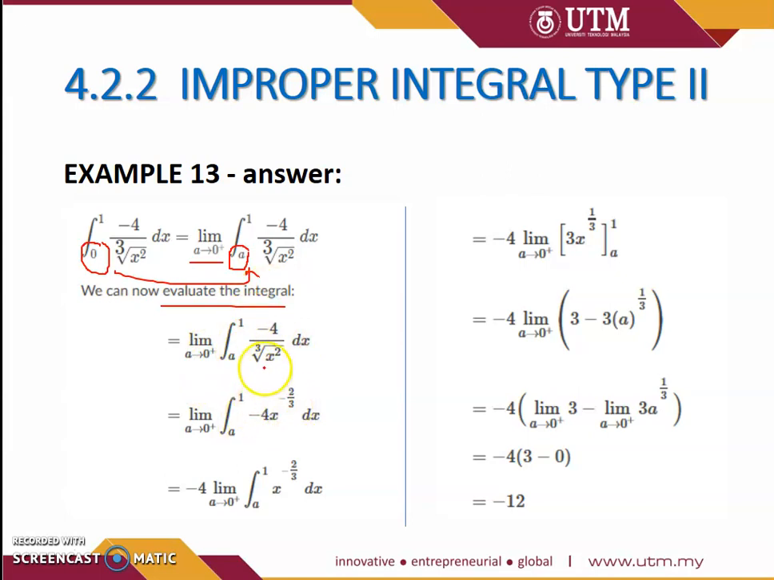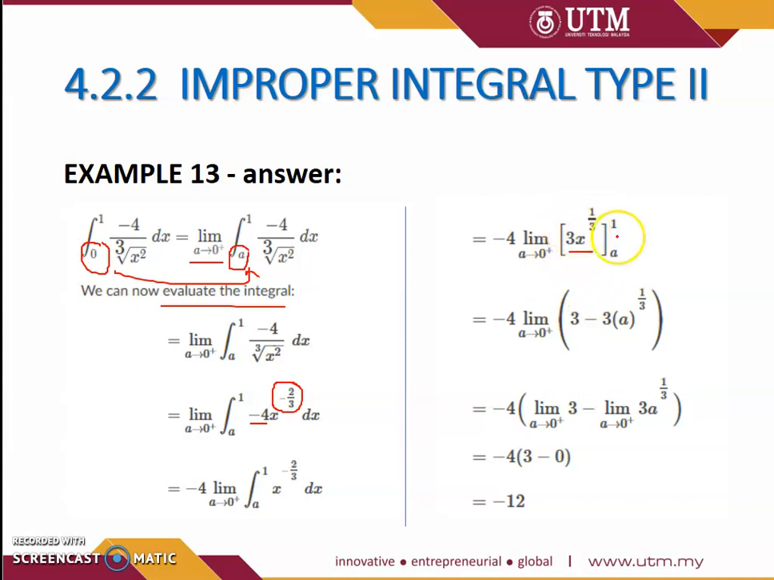So this one here, negative 4 over the cube root of x squared, we can transform into x to the power of negative 2 over 3. Negative 2 over 3 is basically the cube root squared here. We take out the negative 4 outside, and then we just integrate x to the power of negative 2 over 3. As usual, you add 1 and then divide by negative 2 over 3 plus 1 as well. So we will obtain 3x to the power of 1 over 3.